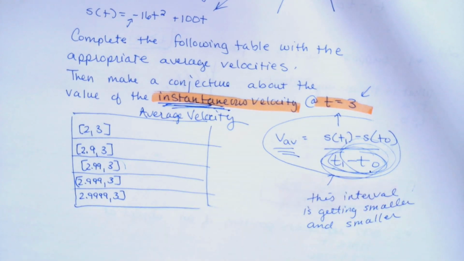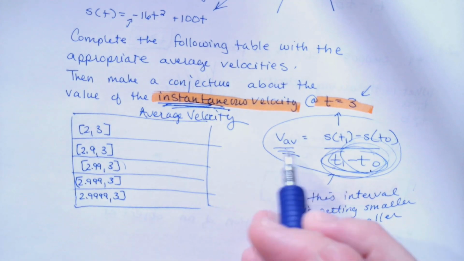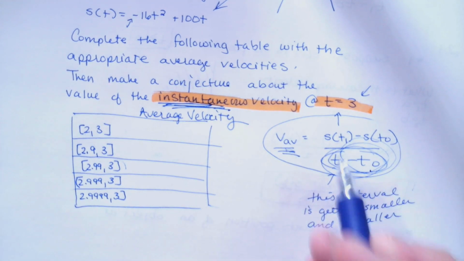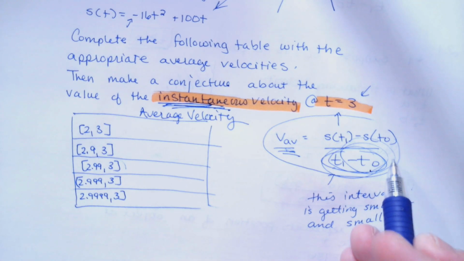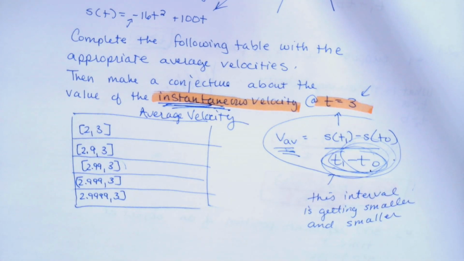Okay, and this whole idea of looking at the behavior of something as we approach a value, that's when we start talking about limits, right? How does this look as we approach this value? We're asking for instantaneous velocity, so we're asking, how does this look as this approaches zero? But for right now, we're still doing average velocity.